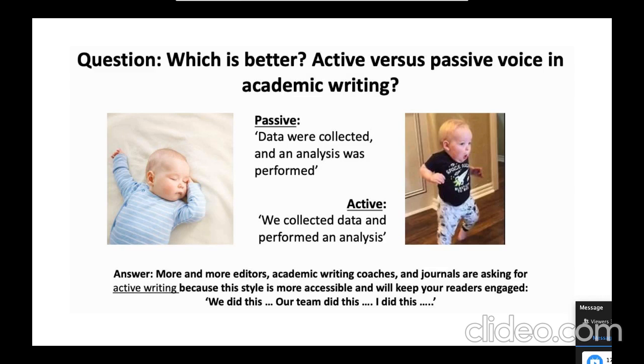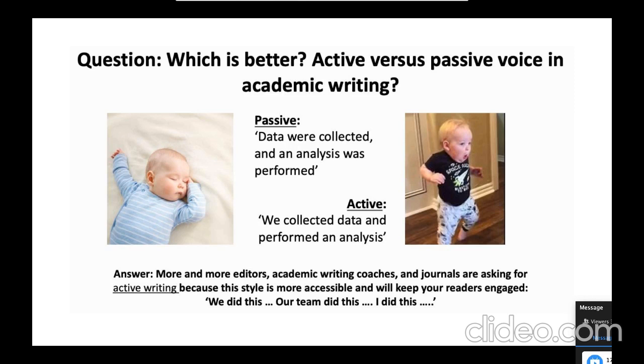More and more editors, academic writers, and journals are now actually asking for this active form because this style is more accessible. It's a much more effective way to keep your readers engaged. We did this, our team did this, I did this.